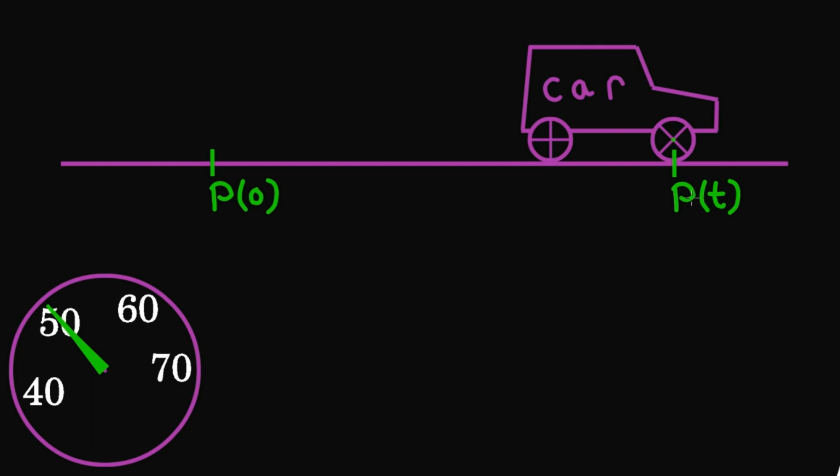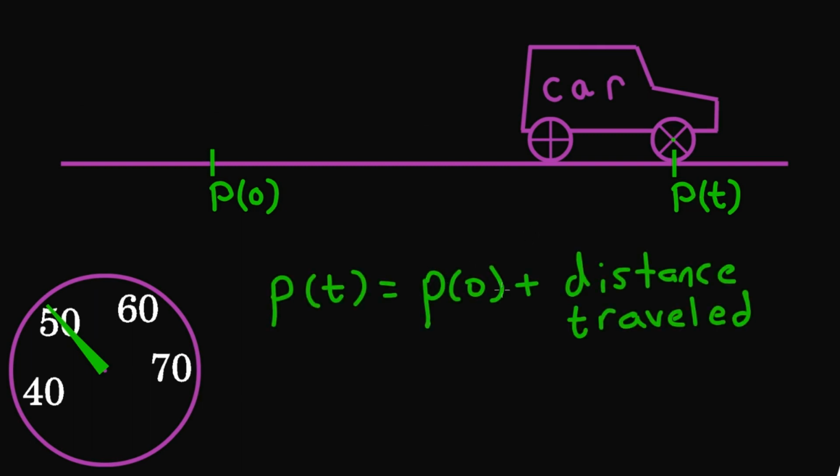Here's one formula. P of t is equal to P naught plus the distance traveled. Since we're traveling at 50 miles per hour, and let's assume t is measured in hours, the distance traveled is 50 times t. We can use this to rewrite this equation as P of 0 plus 50 times t. But we're going to rewrite this again.